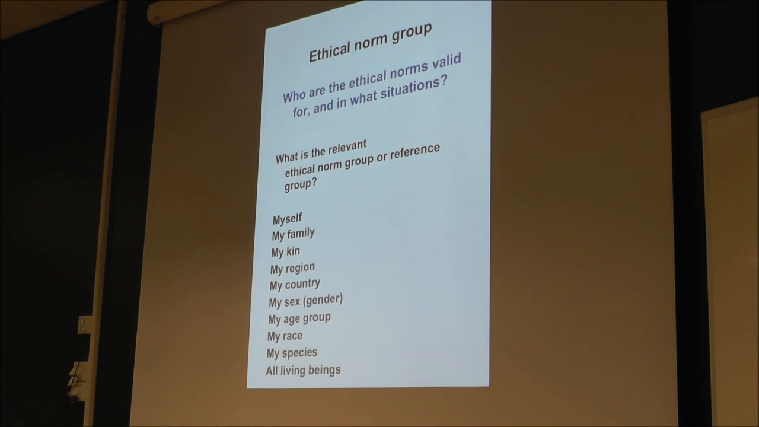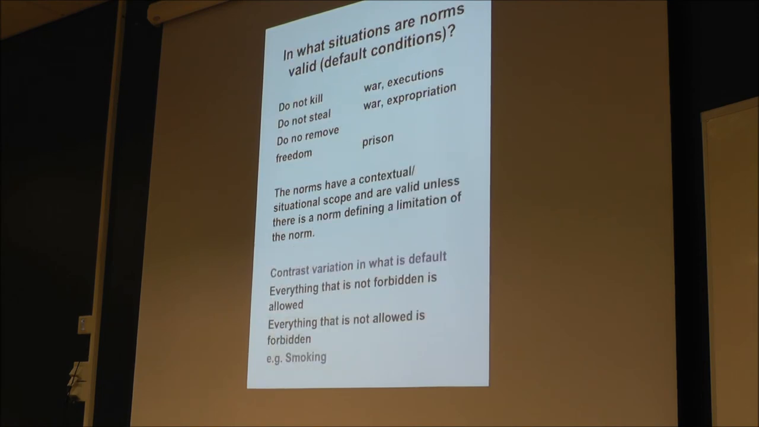Okay, so then you can see that the opinions on these things vary from one part of this planet to another. And also within a particular culture, there are people who are more egotistical, who practice number one, and there are people who are less egotistical. Now we come to the question of situations then. In what situations are norms valid? What are the default conditions on such rules as do not kill? So we've already discussed this to some extent.